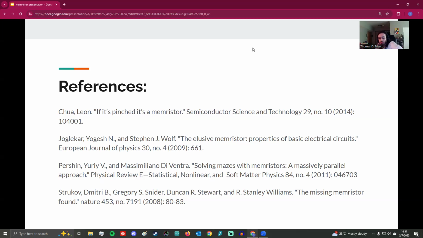I have seen people use or talk about using memristive networks to analyze images. I've seen a couple of papers talking about that, about image recognition and that kind of stuff.